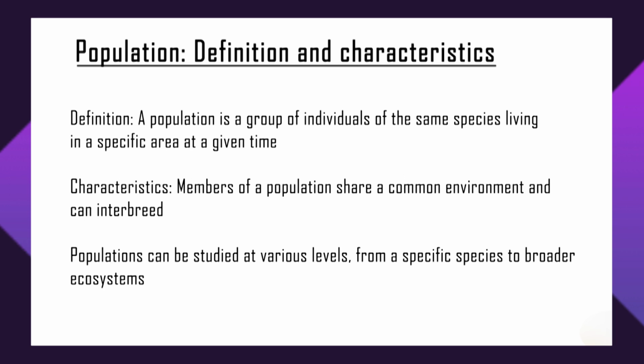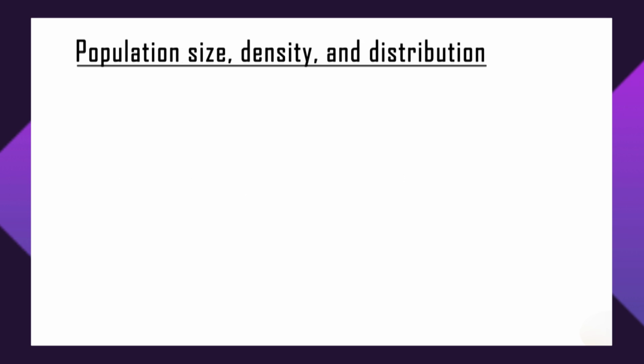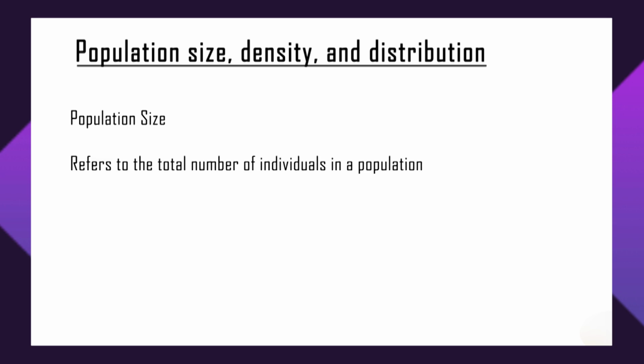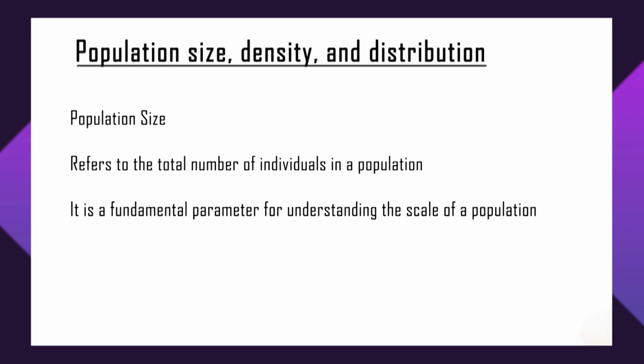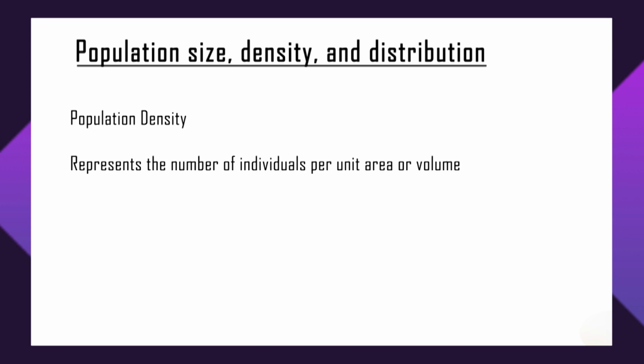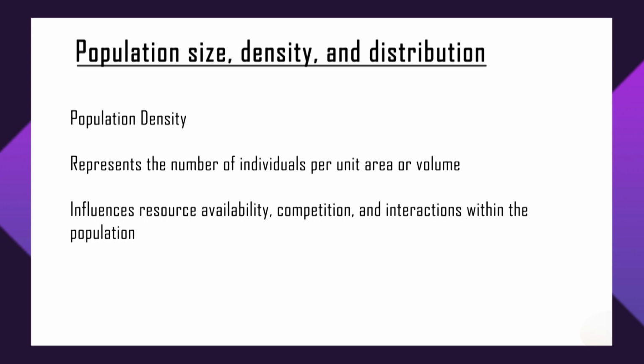Now let's talk about the different components associated with population and population dynamics. The first one is population size. It refers to the total number of individuals in a population. It is a fundamental parameter for understanding the scale of a particular population. Another important aspect is population density. It represents the number of individuals per unit area or volume. This influences resource availability, competition and interaction within the population.